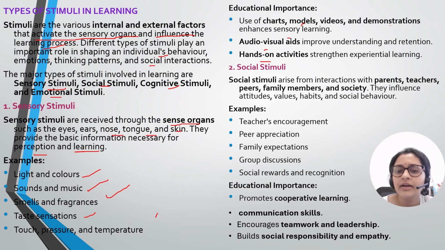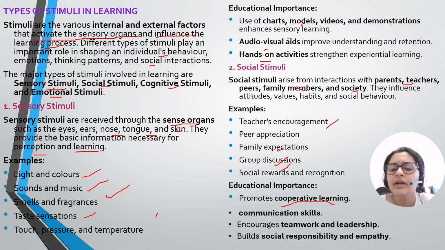Then social stimuli. They arise from interactions with parents, teachers, peers, family members, and society. These parents, teachers, and family members are all a part of society. For example, teachers' encouragement is a social stimulus coming from society. Peer appreciation, family expectations, group discussions, social rewards, and recognition. This type of stimulus will promote cooperative learning and communication skills. It encourages teamwork and leadership, and it builds social responsibility and empathetic behavior.